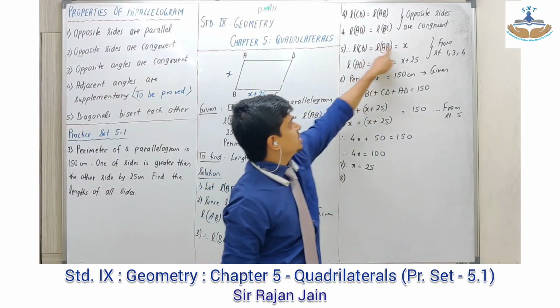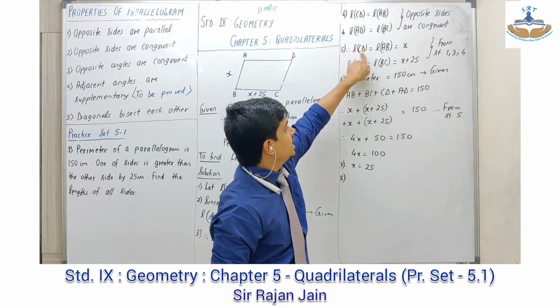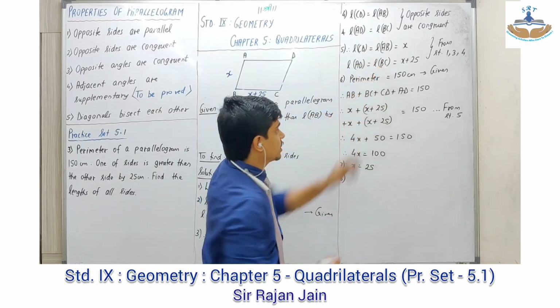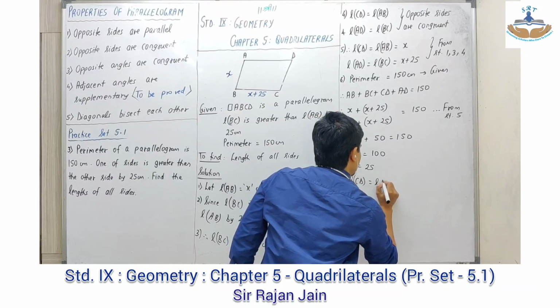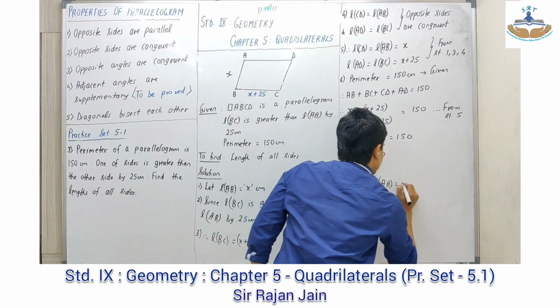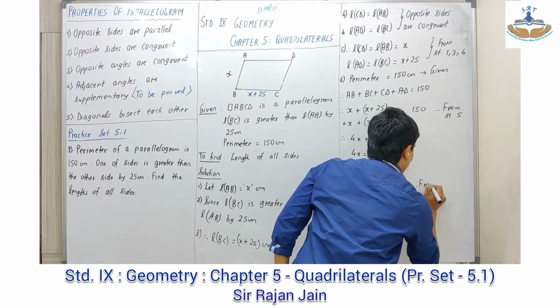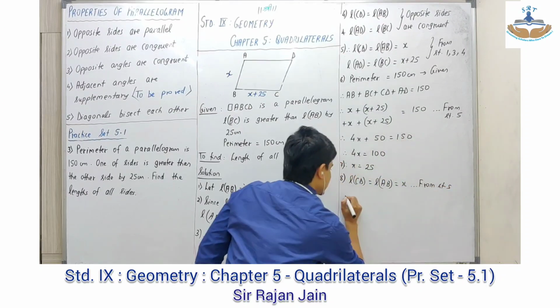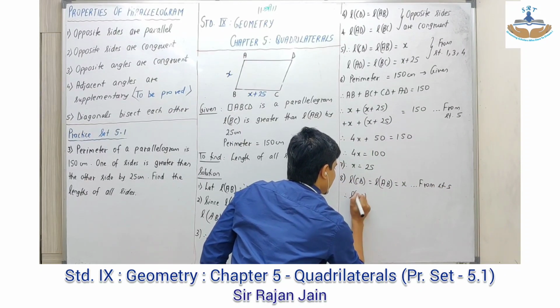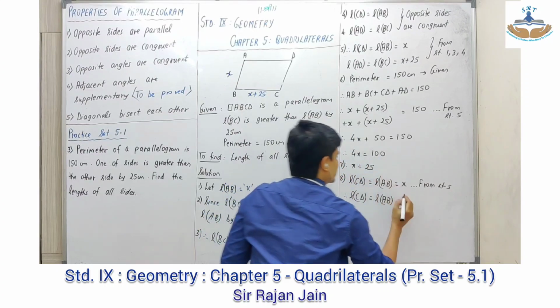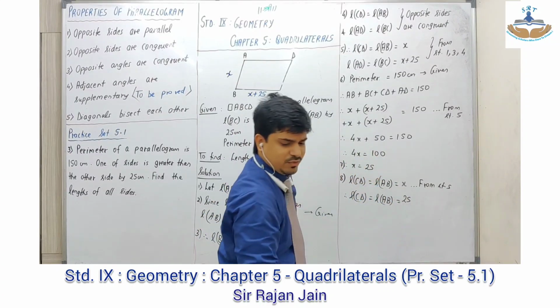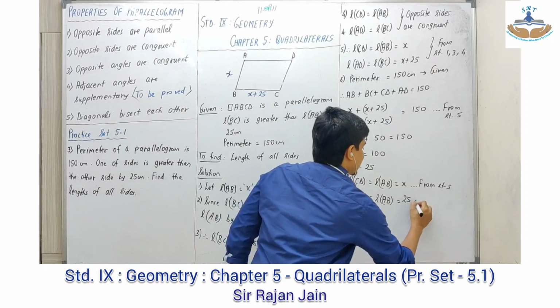This x, if I substitute over here, I'll get length of all the four sides. Okay, so now I'll say that length CD is equal to length AB. This was equal to x. This is from step number 5. Substitute x. Therefore, length CD is equal to length AB is equal to x के जगह पे I can write 25 centimeter. Is that clear?